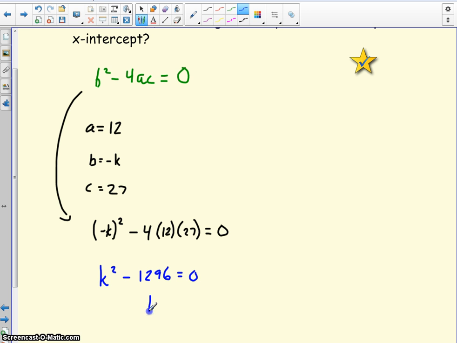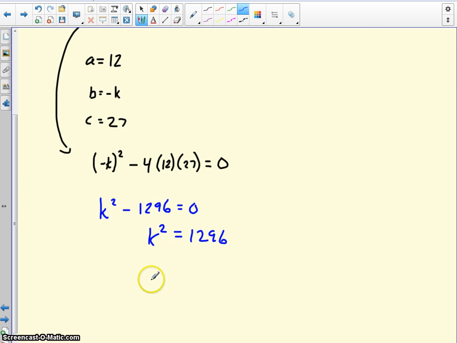I can solve this equation. I'm going to add 1,296 to both sides, so I get k squared equals 1296. Okay, and then I take the square root of both sides of the equation. So k will be equal to plus or minus the square root of 1,296, which is 36. So that tells me that there's two possible values of k that will work here. It'll be plus or minus 36.